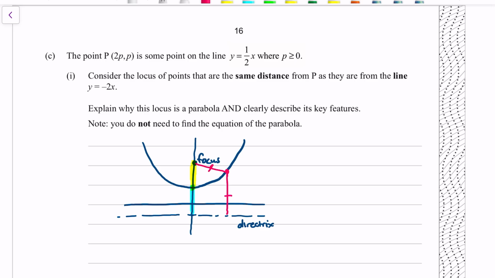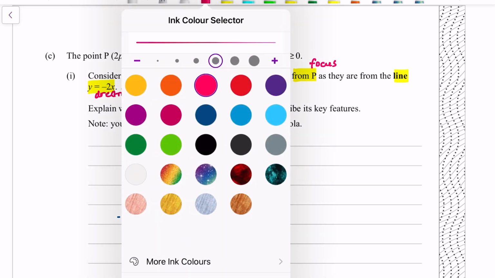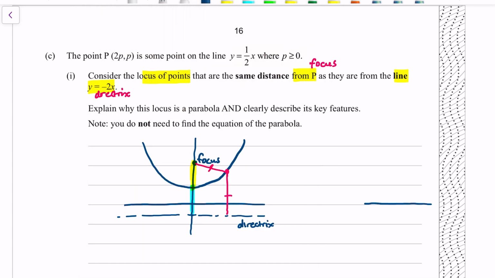That's a locus definition. So this question says, consider the locus of points that are the same distance from P, a point, as they are from the line, that line there. So this would be the focus, and the line would be the directrix. If we were to quickly sketch that, that would be our answer. We've got a coordinate system in here. This parabola is tilted. Part of the reason probably why the examiner said do not find the equation of it is because it's tilted. If we put in the line y equals a half x, that's actually the axis of symmetry.